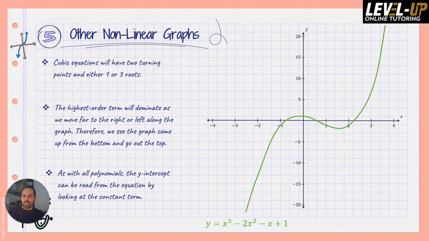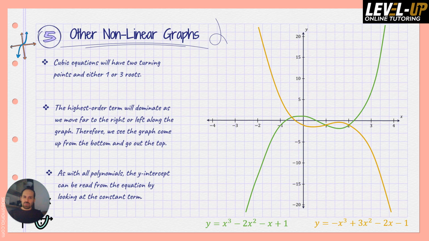As with polynomials, the y-intercept can be read off because it's just going to be 1. And we could have a different one like this, where you see that, again, it flips the graph if you negate the highest order term. So in this case, that's the x cubed term. If I've put a negative sign in front of it, it flips the graph upside down.